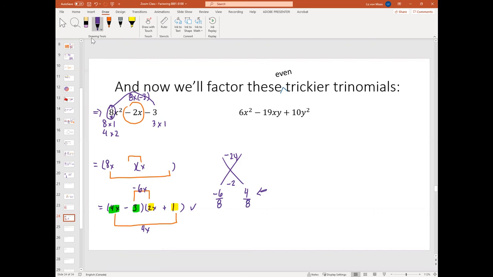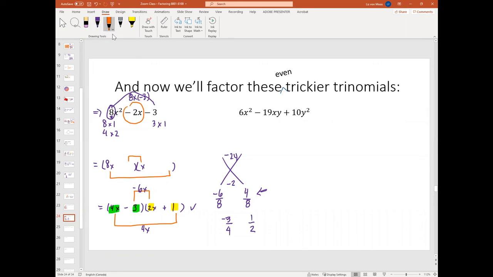Now you're going to take both fractions and simplify them. Negative 6 divided by 8, those are both divisible by 2. So we get negative 3 and 4. And I'm going to make sure the negative is still with the 3 because it came from the negative 6. And 4 over 8, that's both divisible by 4. We get 1 over 2.